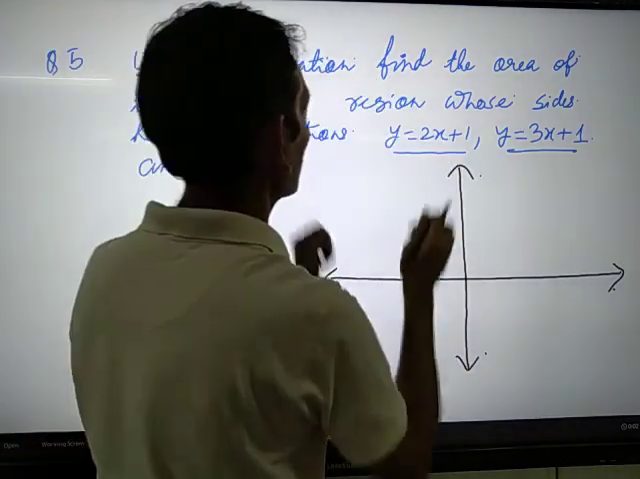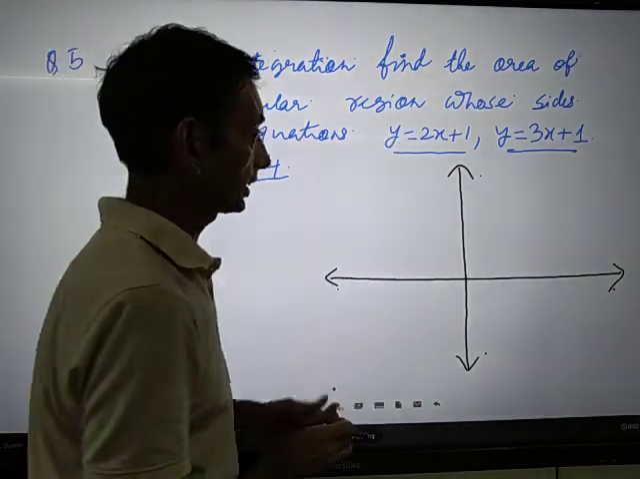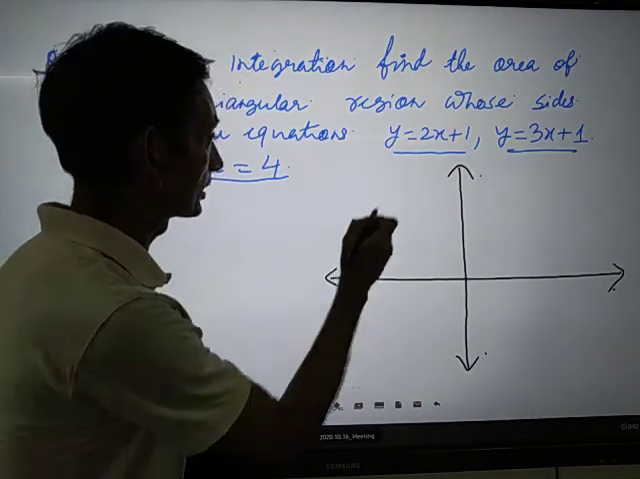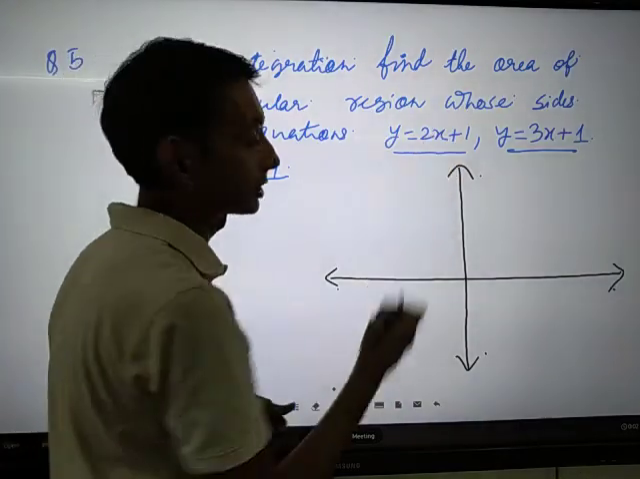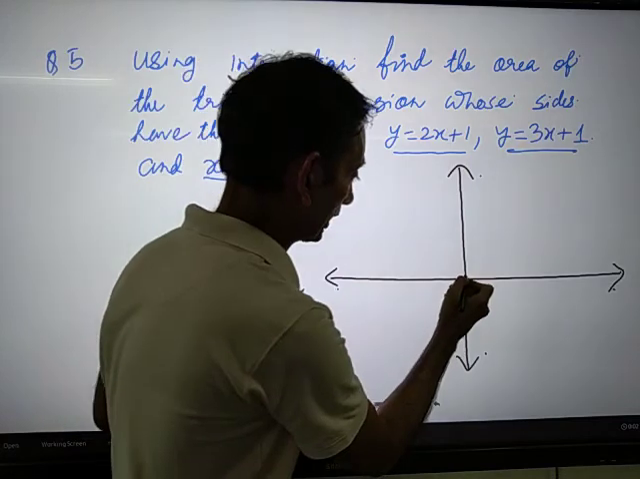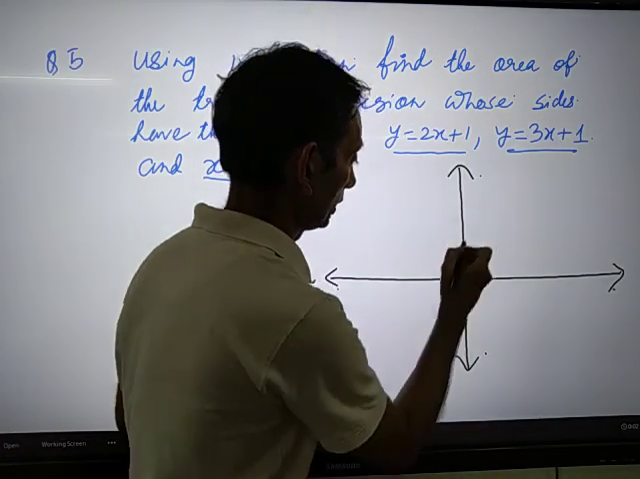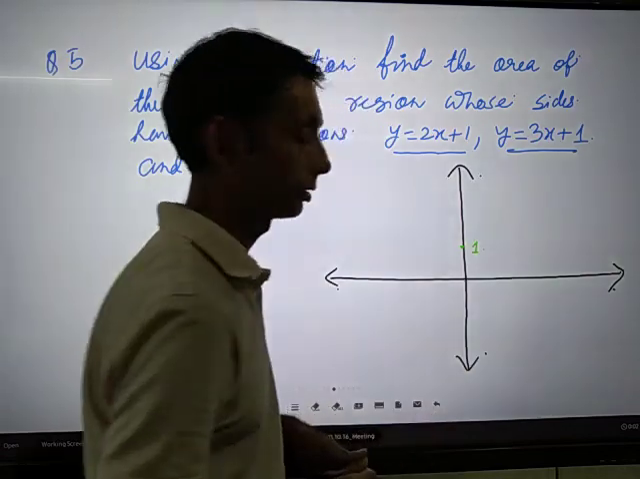So first we'll draw y is equal to twice x plus 1. For y is equal to twice x plus 1, how to draw? In case we take x equal to 0, y will be equal to 1. So just take a point, say this is 1. This is 1 point. You got a point, right?